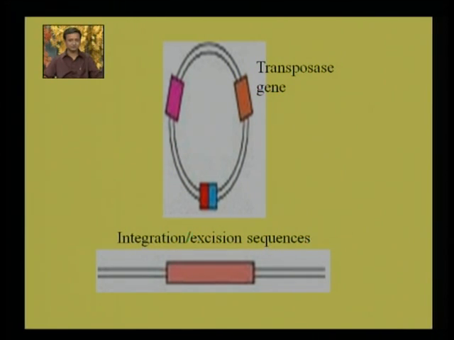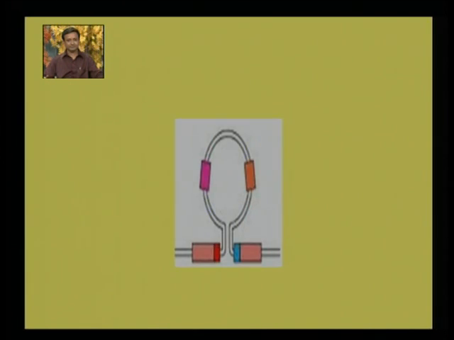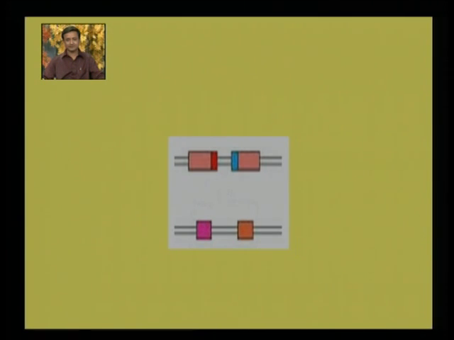Now, integration and excision also require specific sites on the host, via which there is integration of the entire transposon within the host DNA. Once integrated, it can also be excised in a similar way. Integration and excision may depend on the presence of specific sequences within the host as well as the transposons. Here you can see, after integration, the excision is also possible in the same way.